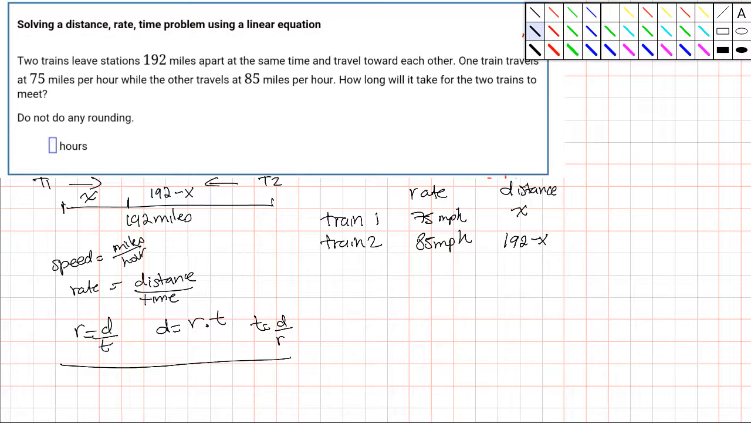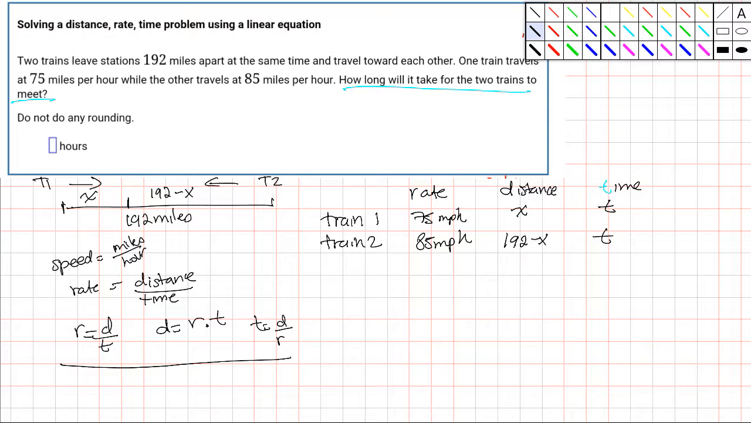The key information here too is that it tells us how long it will take for the two trains to meet. That means that after maybe traveling 3 hours, each train has to travel the same amount of time for them to be able to meet. They will have covered different distances, but the time will be the same for both of them. The travel time will be the same. So I can say that the time, t, is the same for both of them.